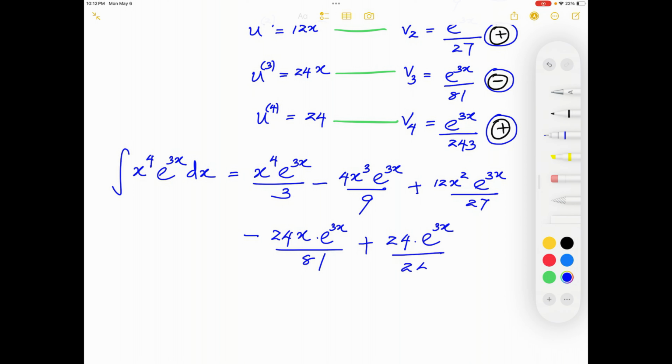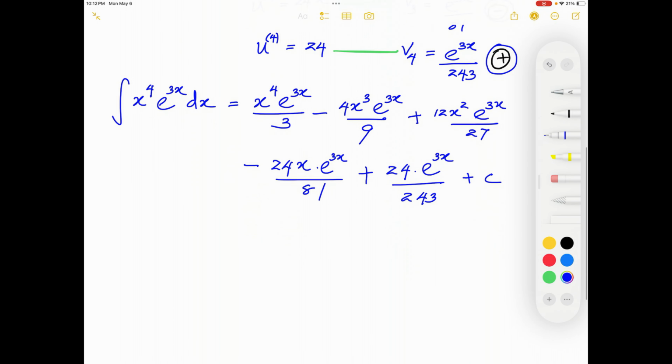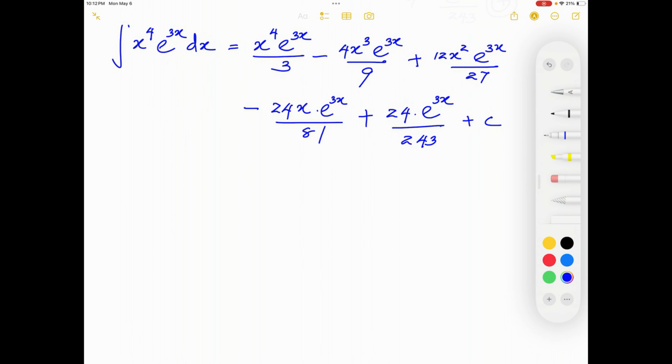And this is an indefinite integral. That means in addition to all of these, there will be a plus c. Well, this is also not the final answer. That is because we can simplify it some more. We can see that 12 and 27 have a common factor, which is 3. 12 divided by 3 is 4. 27 divided by 3 is 9.